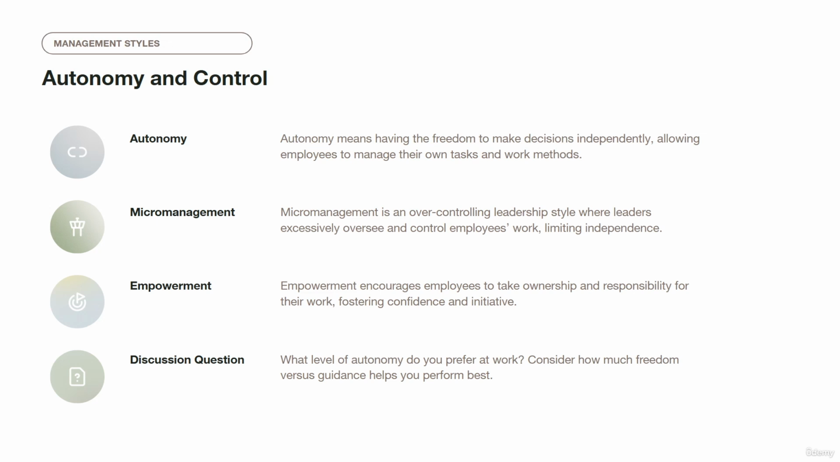Something you guys can think about is what level of autonomy do you prefer at work? Or if you're in management, what level of autonomy do you prefer your staff to have and why?